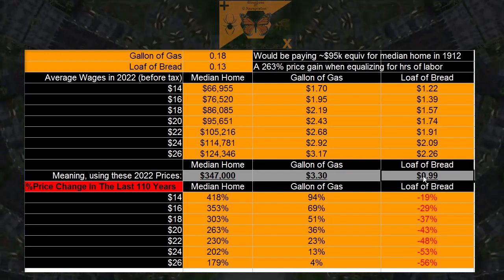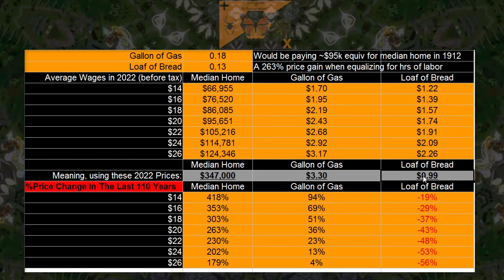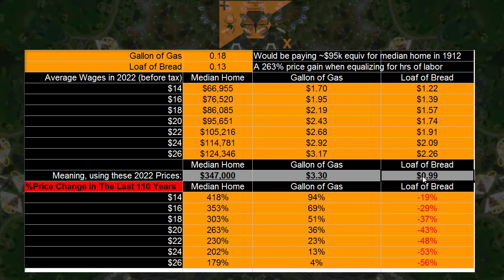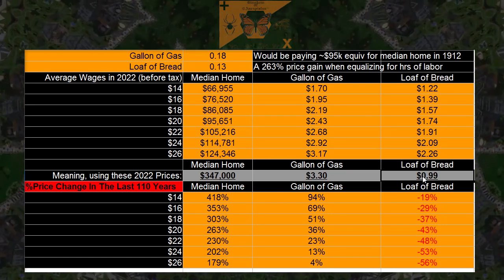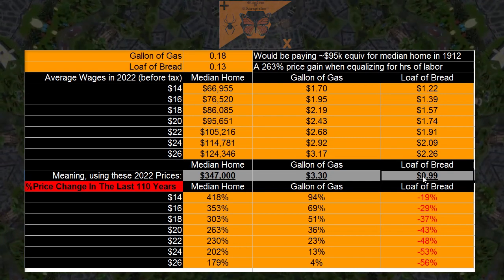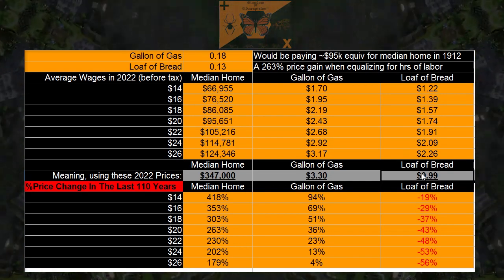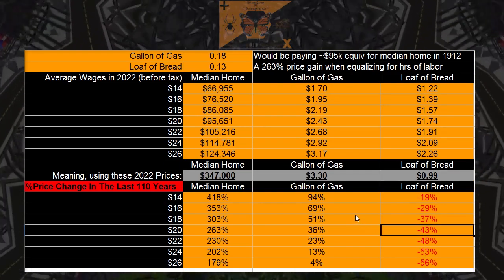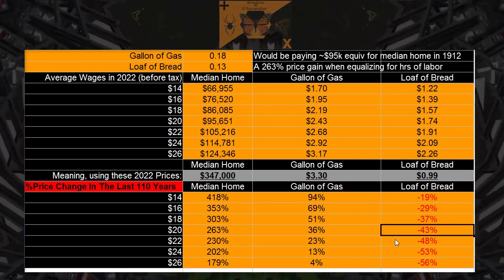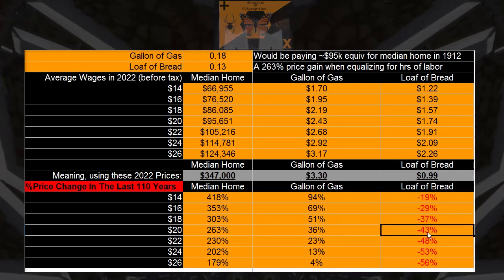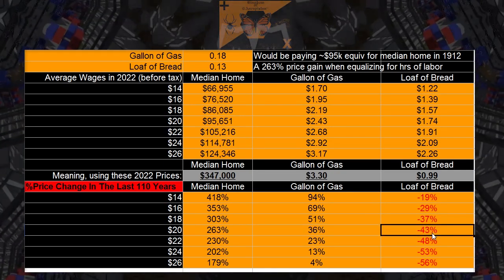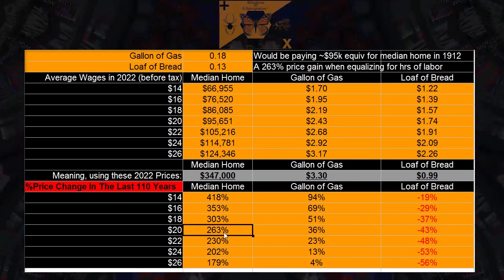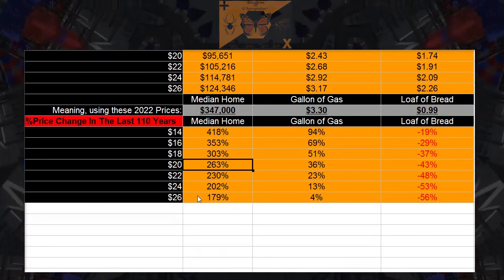And keep in mind, the Gilded Age saw the price of food plummet with the mechanization of factories and food production, the mechanization of farming, the mechanization of transportation. So the Gilded Age saw food prices absolutely collapse, and they've collapsed an additional 43% adjusted for inflation over the last 110 years. But this is what's destroying society right here.